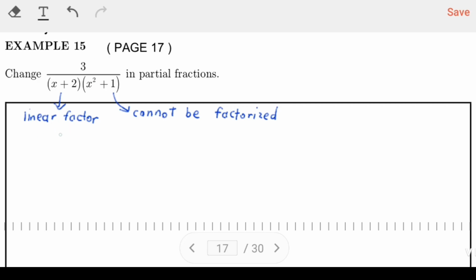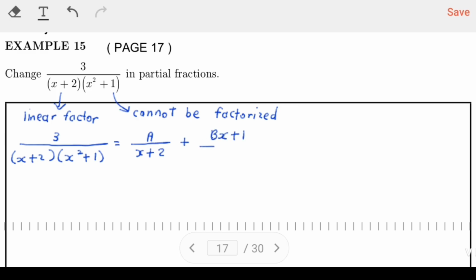So we have to express the fraction in general partial fractions. So 3 over x plus 2 times x squared plus 1 equals, for the linear factor, A over x plus 2. But for the factor that cannot be factorized, we have plus bx plus c over x squared plus 1. Since we have a quadratic in the denominator, for the numerator we should have a polynomial of degree 1 less than the denominator.